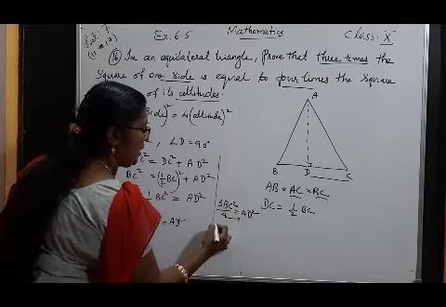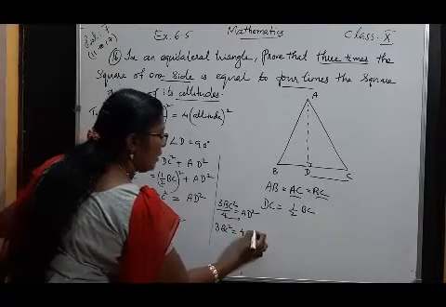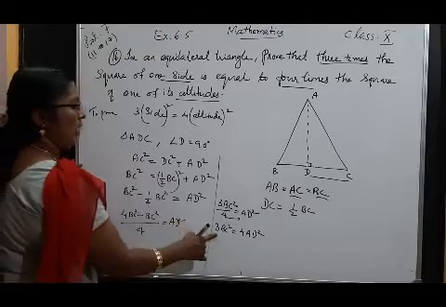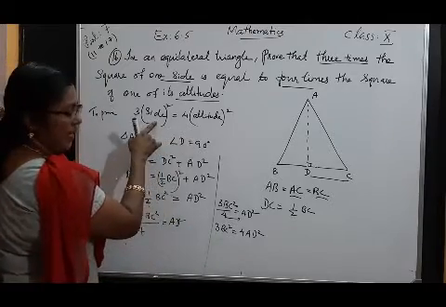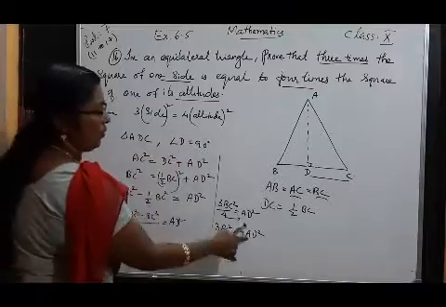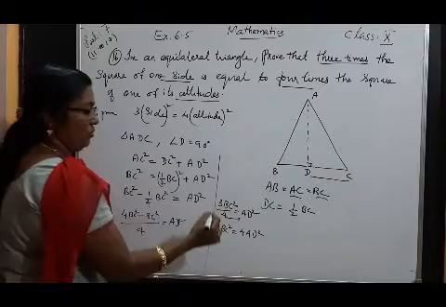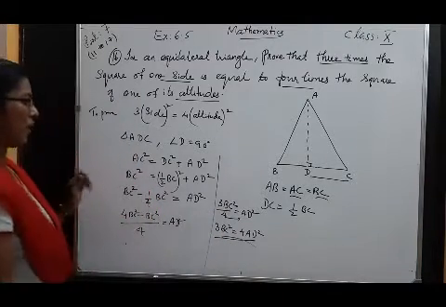Transpose this on the right side. 3 BC square equals 4 AD square. That is, 3 into the square of one side, BC being one of the sides, is equal to 4 into the square of the altitude, AD being the altitude. Hence proved. Okay.